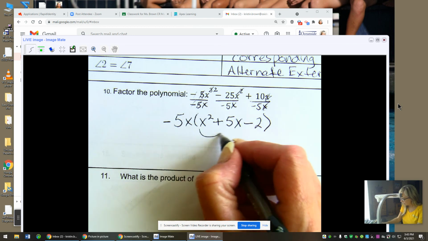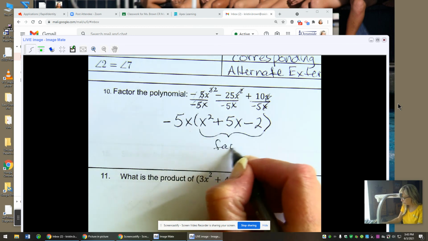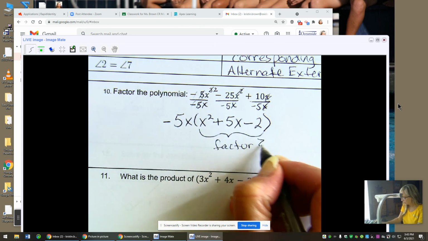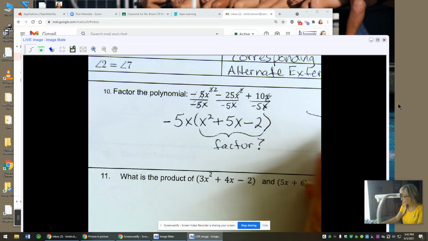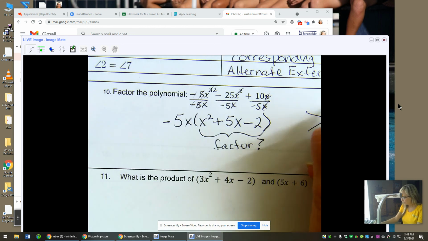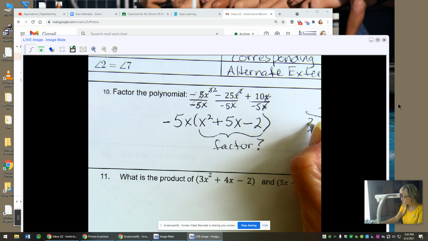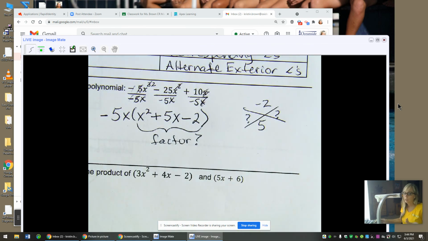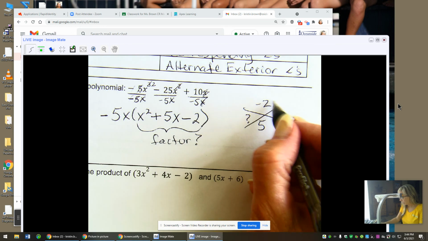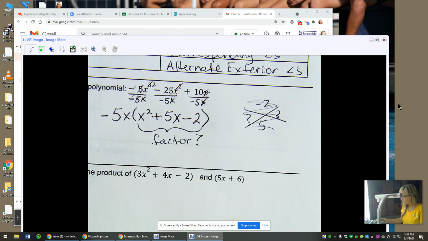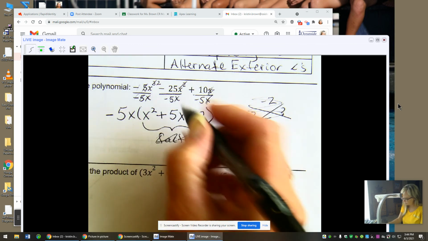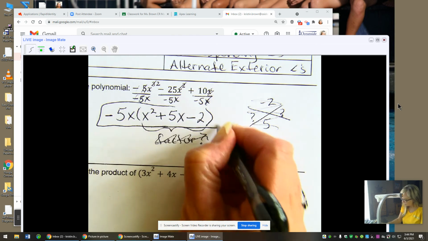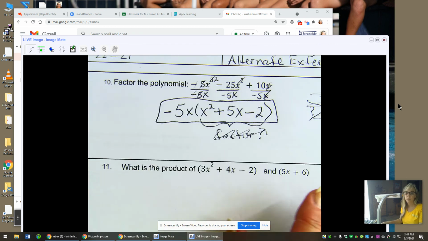Now, it's not a bad idea to see if this part factors, because we may not be done. Does it? We've got to check, because we've got to factor all the way. We put negative 2 up here, 5 down there. What two numbers multiply to get negative 2 and add up to 5? What two numbers work? There aren't any. You can't multiply to get negative 2 and add up to 5. The only possibilities would be negative 2 and 1, or 2 and negative 1, and those don't add up to 5. So it does not factor any further. So we're done.